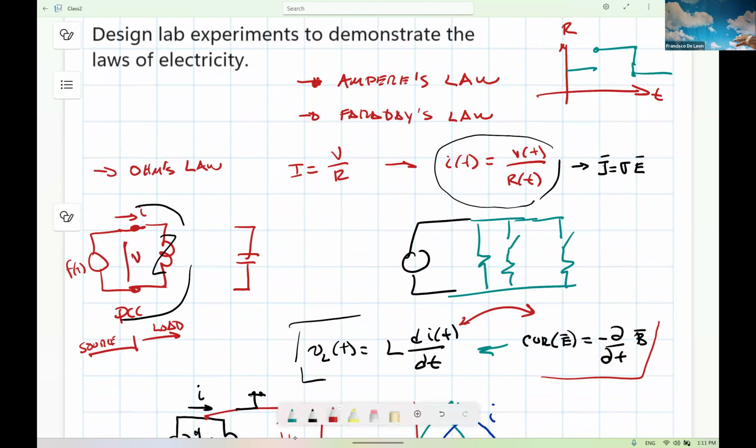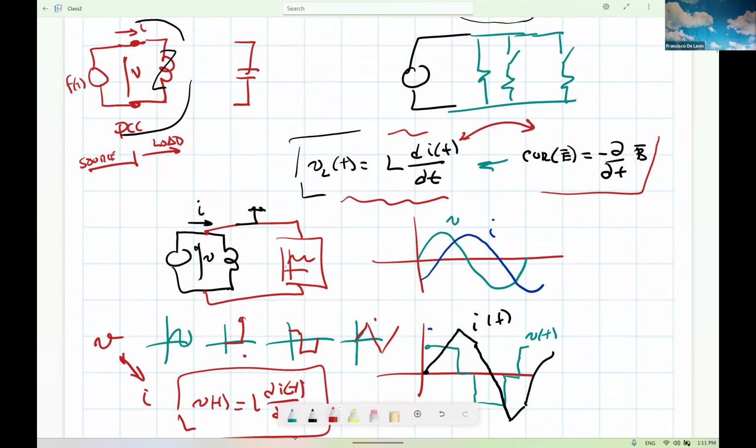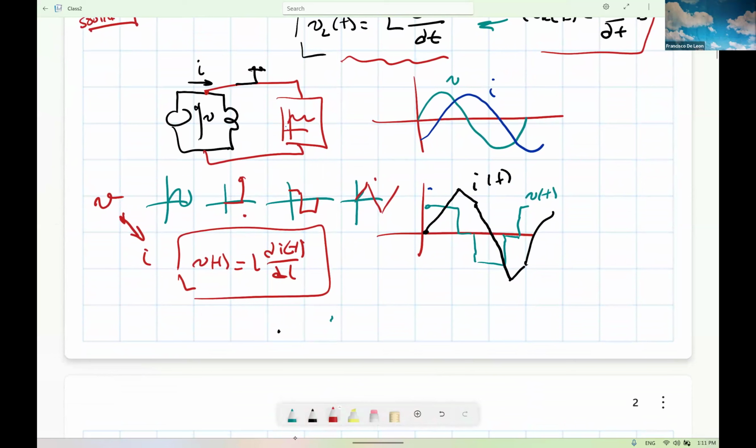you have to put lab experiments to demonstrate each one of the laws of electricity. Ampere's law and Faraday's law being the most important ones. The circuit equivalent is something like that. All right. And that's all I'm going to do regarding experiments. But make sure that every one of those laws can be demonstrated with an experiment. If you really want to have the feeling that Maxwell equations are correct, you need to have experiments for all of them.